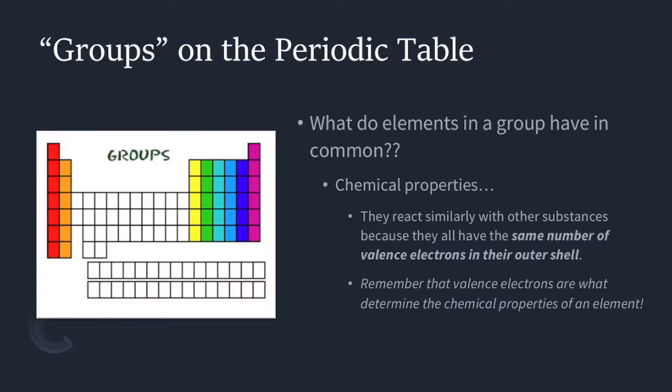All right, so groups on the periodic table have some things in common, and they have their chemical properties in common. Which means that they react similarly with other substances because they all have the same number of valence electrons in their outer shell. So all of the elements in a group have the same valence electron configurations. All right, even though they've got more energy levels, their outer electrons have the same configuration. And so remember that valence electrons are the ones that determine the chemical properties of an element.